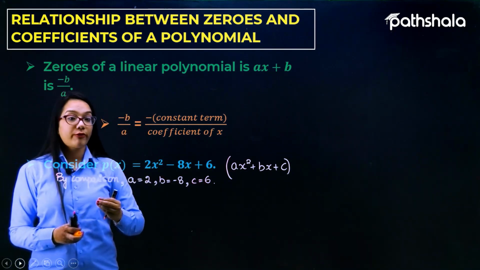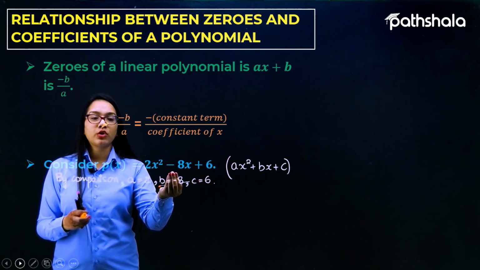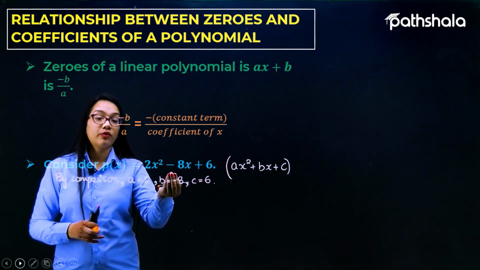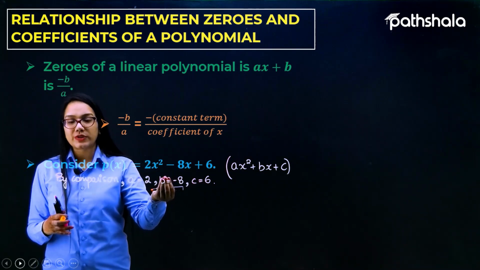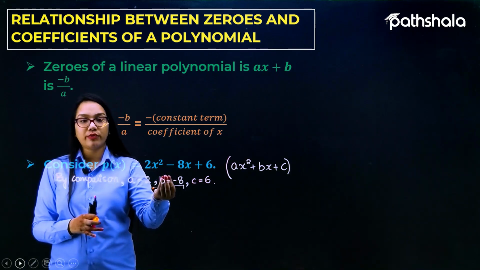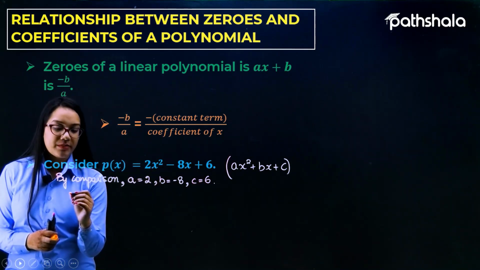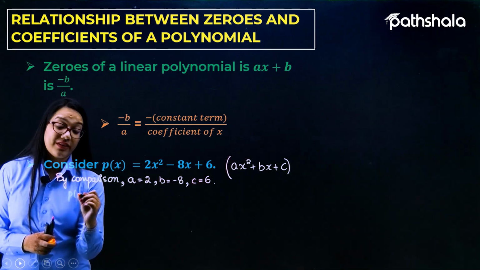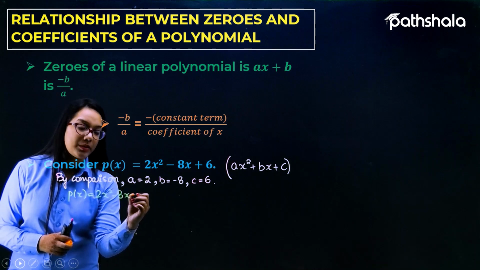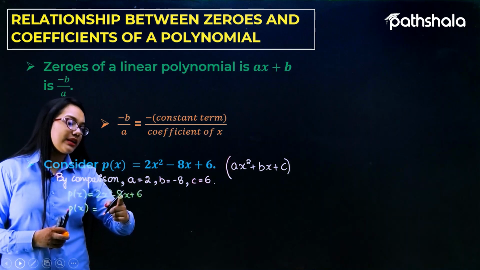Now let's talk about finding the zeros of this particular quadratic polynomial. How can we find the zeros of the quadratic polynomial? Using the splitting the middle term method or with the help of the factor theorem. Let us suppose I am using the splitting the middle term method in order to find the zeros of this quadratic polynomial. So p of x is 2x square minus 8x plus 6.